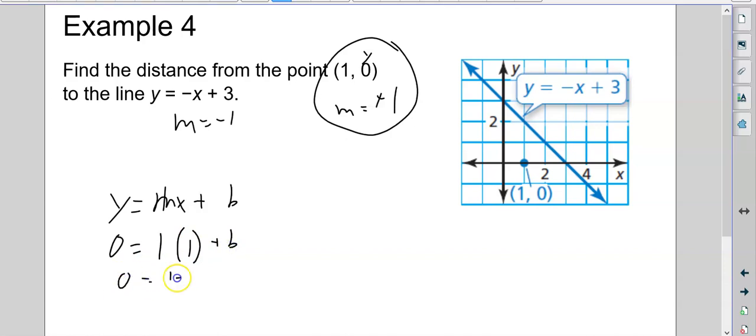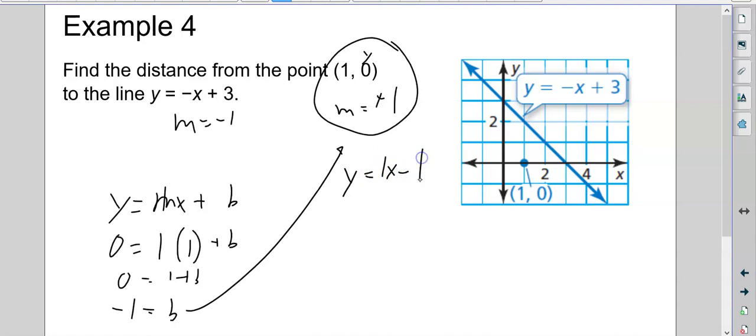So 0 equals 1 plus b. Subtract 1 from both sides. My b is negative 1. So the equation of this line is going to be y equals 1x, or just x, plus b, which is minus 1.